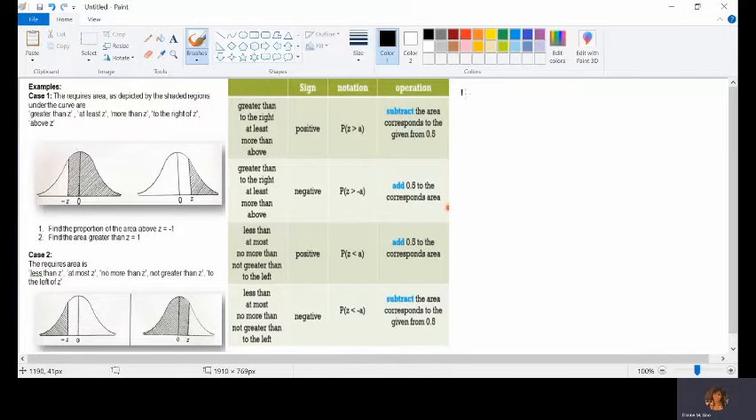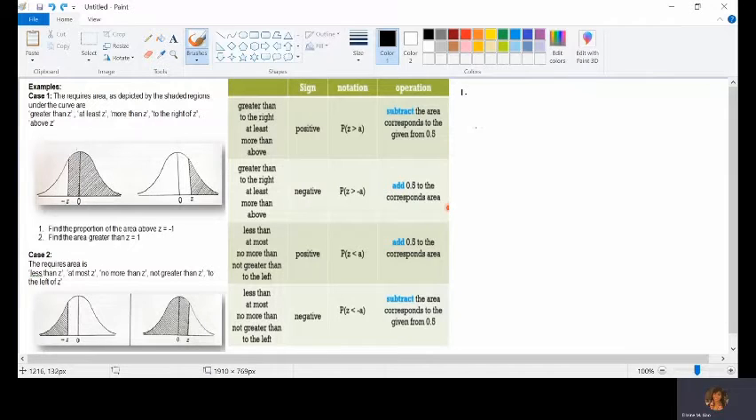Example number 1, we're going to find the proportion of the area above Z equal to -1. It will fall on this operation because it is the proportion of the area above. And our sign is negative, which means the probability of Z is greater than a negative value.